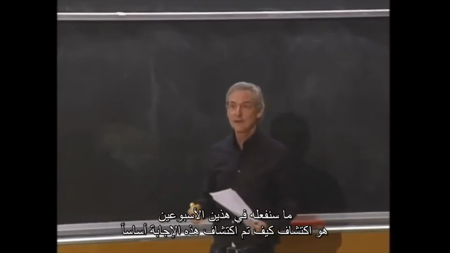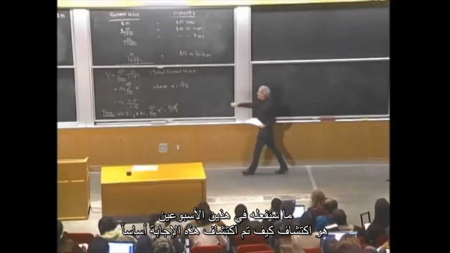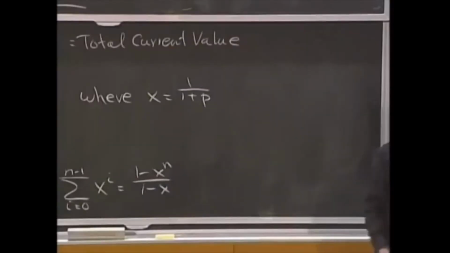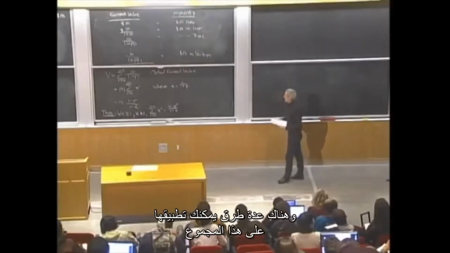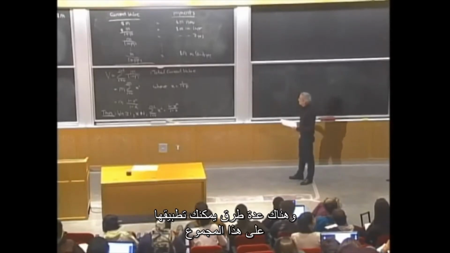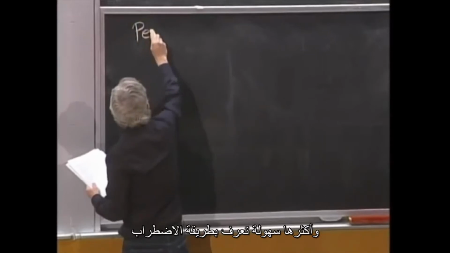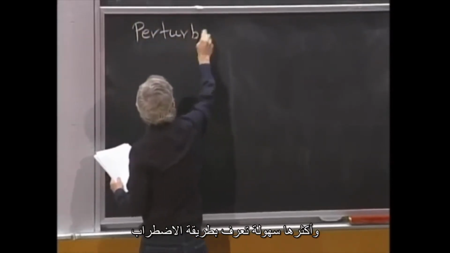What we're going to look at doing this week and next week is figuring out how to find that this was the answer in the first place. Methods for doing that, to evaluate the sum. And there's a lot of ways that you can do that particular sum. Probably the easiest is known as the perturbation method.